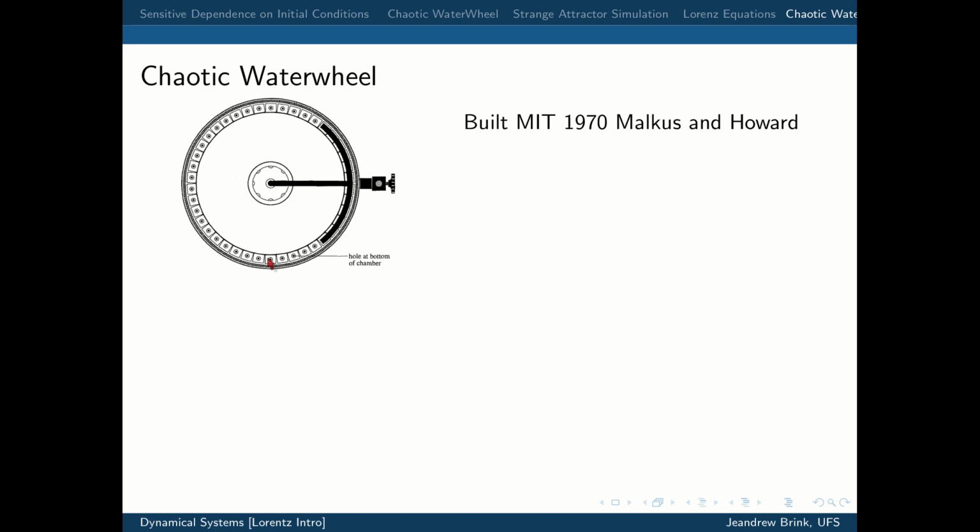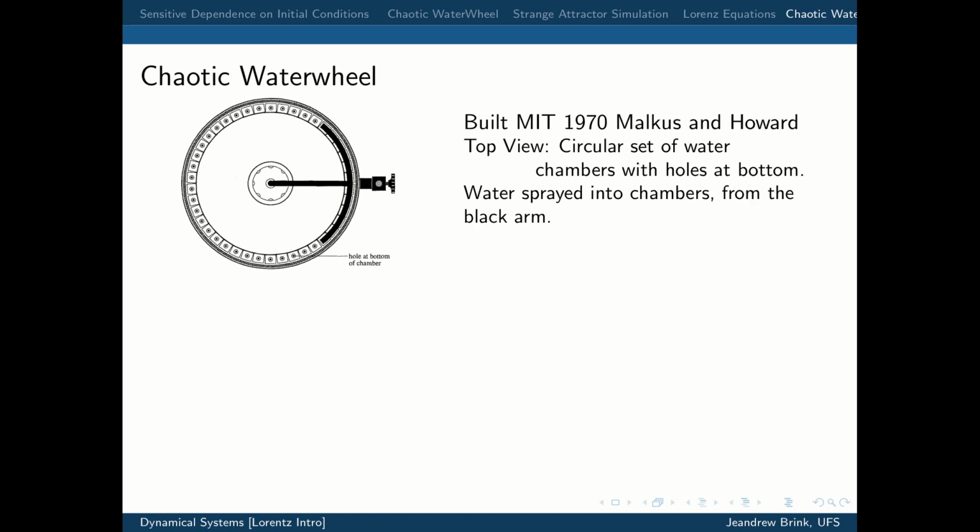Okay, and that particular water wheel, just to give us the time, was built in the 1970s by Malkus and Howard at MIT. So the equations Lorenz derived in 1963, and then people struggled to understand them even after his paper, and then they came up with this mechanical analog that has exactly the same equations. So in the top view, you basically have the jets and the black arm, and then the water comes in, these chambers fill up, and then they leak out at the little dots, and you can have this whole system rotating freely along the axis.